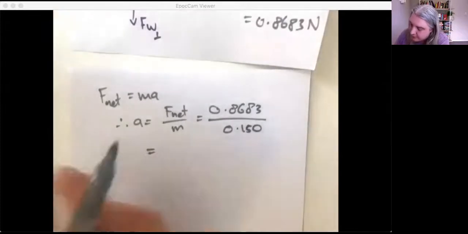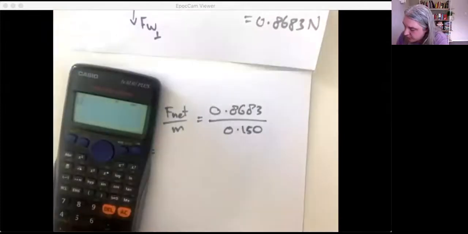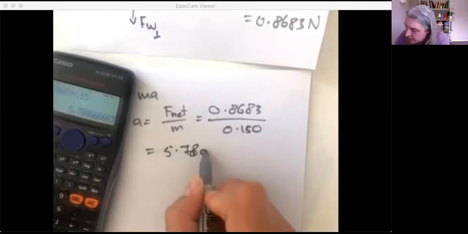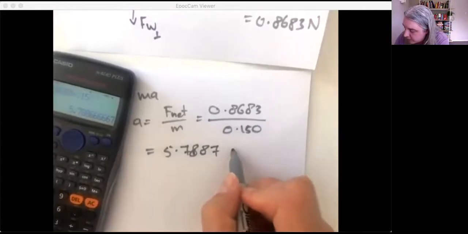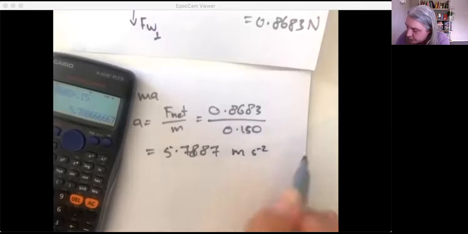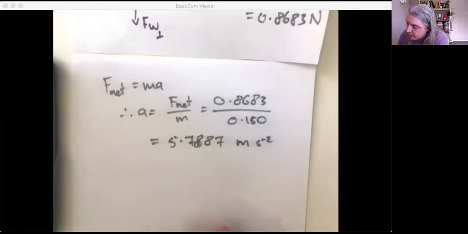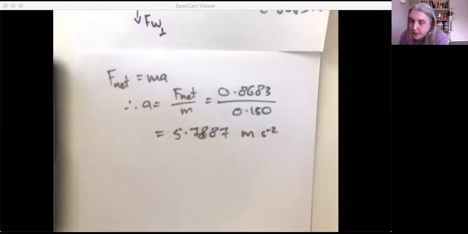So our acceleration is 8683 divided by 0.15. Our acceleration is 5.7887 meters per second squared. That is the acceleration down the slope. We can now switch to kinematic mode.